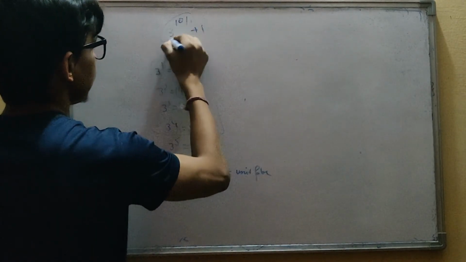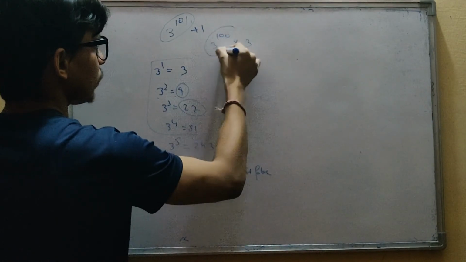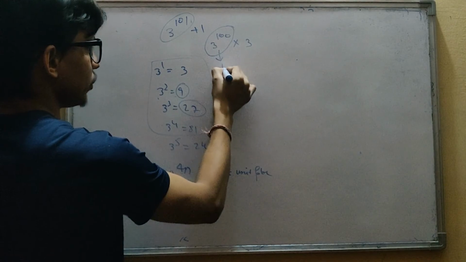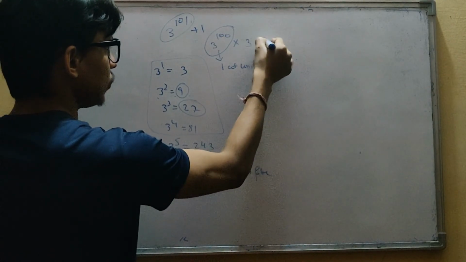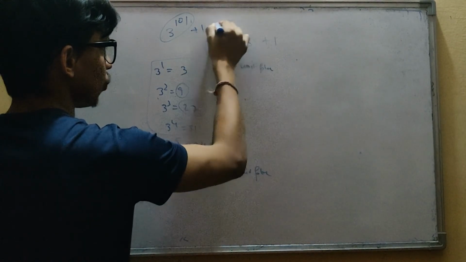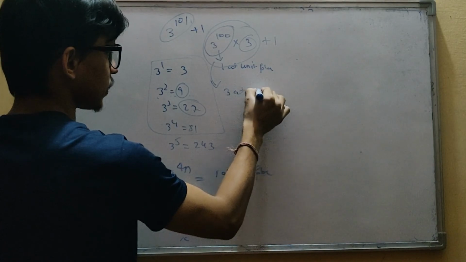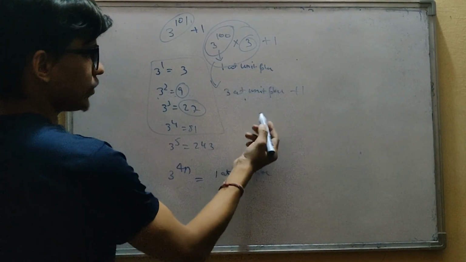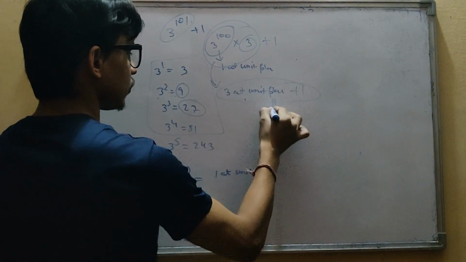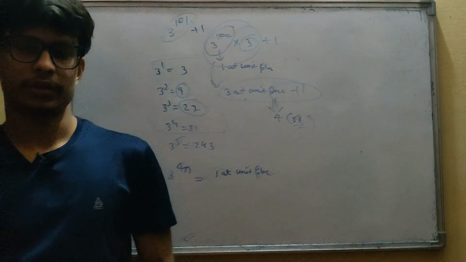So you just basically divide it. So it is going to be 3 to the power 100 into 3. So 3 to the power 100 will have 1 at unit place. And now if you multiply it with 3, then the whole term is going to have 3 at unit place. And if you are adding 1 with 3 at unit place, so overall it is going to be 4. So this is the answer. So this is how you can do this. Okay.